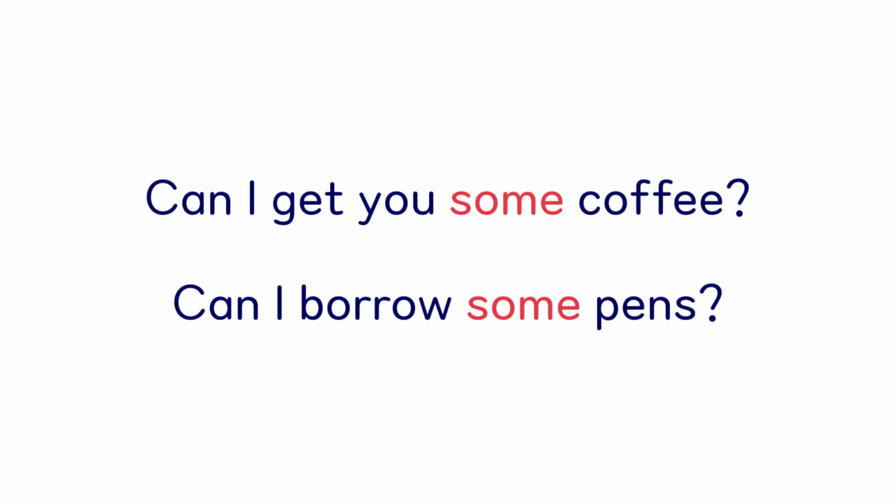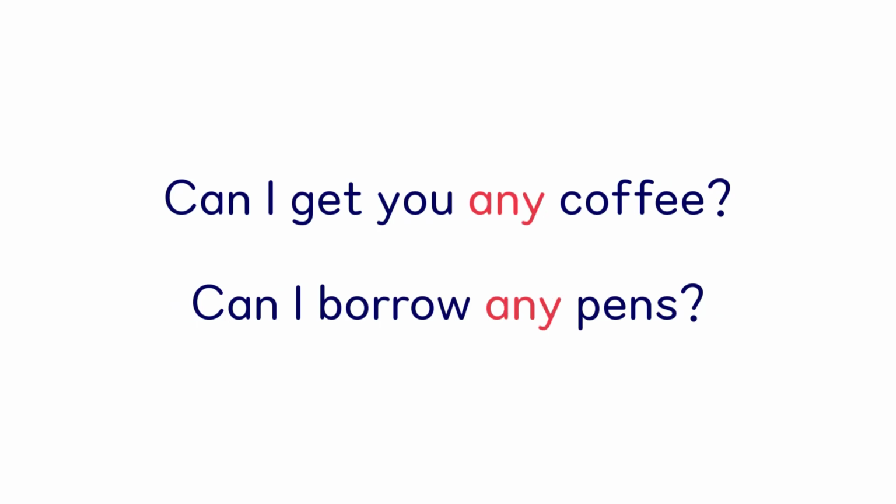In the first question, we're offering coffee to someone. And in the second question, we're asking to borrow pens. And in these types of questions, it's common to use some with either countable or uncountable nouns. However, we can also ask the same questions using any. And the difference between using some and any in these questions is that when we're using some, we're expecting the other person to say yes to our questions. But when we use any, we're less certain that the other person will say yes.